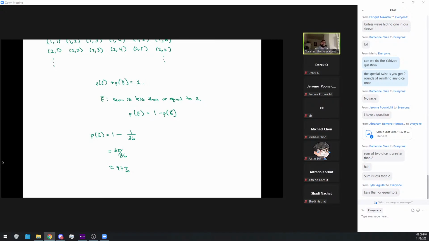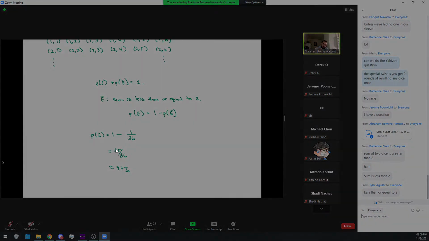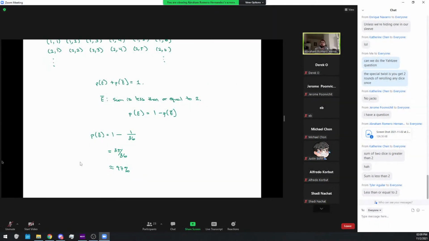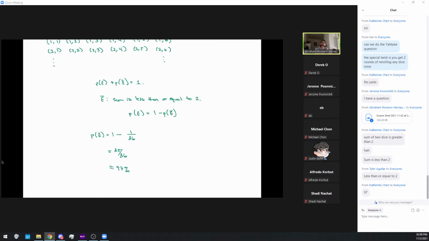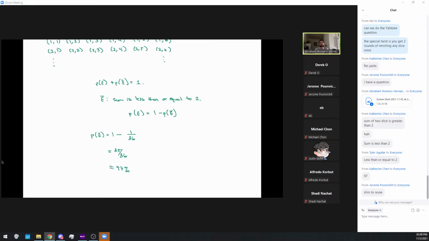So the probability of rolling a pair of dice whose sum is greater than 2 is 97%. Which means, what is the probability then of rolling snake eyes in terms of percentage? Of rolling snake eyes, meaning 1 and 1.